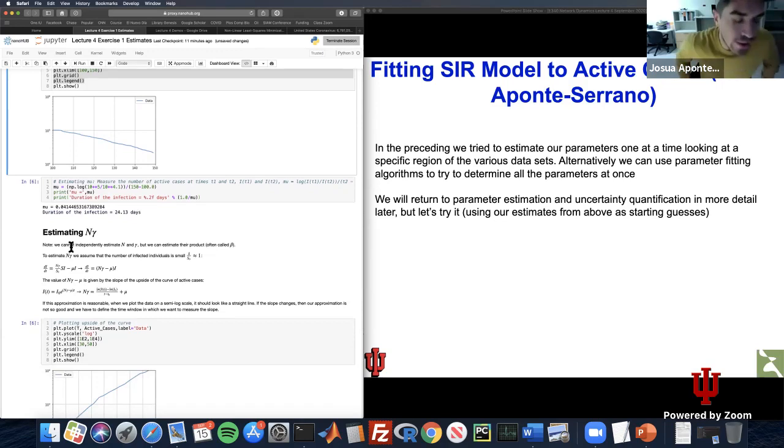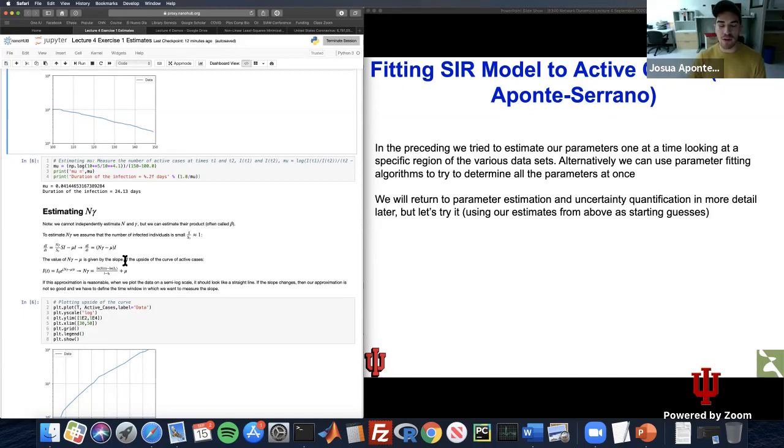So the same principle can be applied to estimate n times gamma. And here we know that from this data, you cannot independently estimate n and gamma, because it's the product of them that is going to affect the slope. And that product is often called beta, the infectivity. If you had other data sets, you could potentially estimate these parameters independently, but not with the data set that we're using.